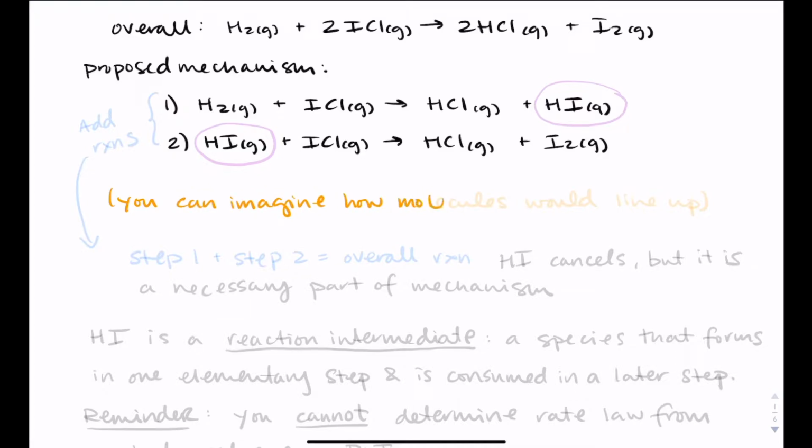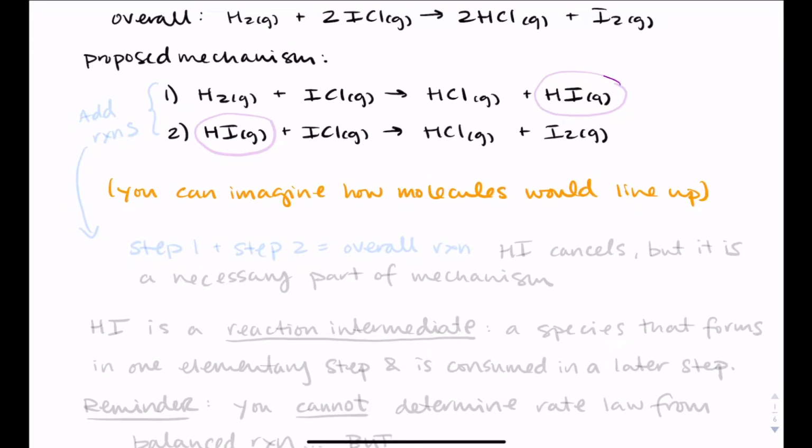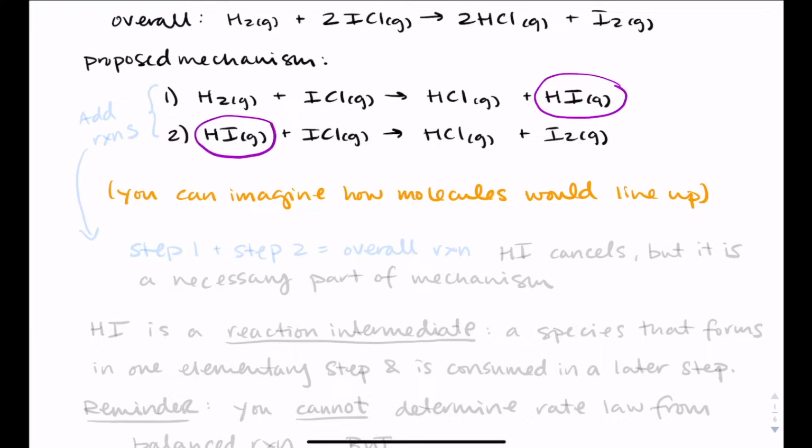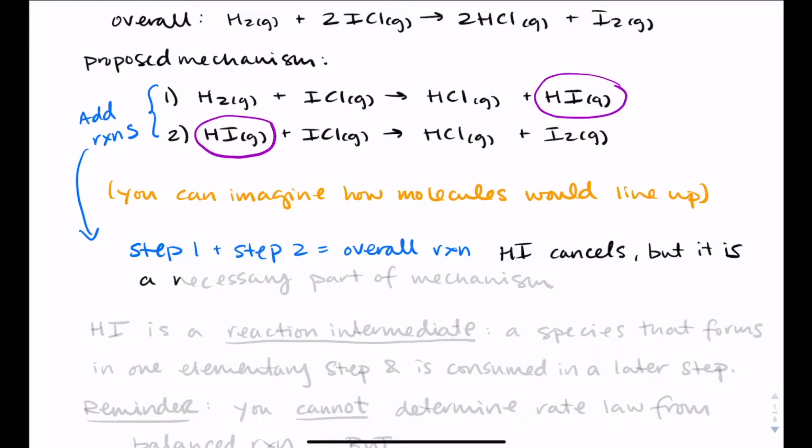The sum of the steps, so if you take step 1 and add it to step 2, you get the overall reaction, which is a requirement. It's one of the things that you're going to have to check. And when we do this, HI, that wasn't in the reaction, but when we add this together, the HI cancels out. However, it was a necessary part of the mechanism. Without the HI, there's no way to move the hydrogen and the iodine in the way that this is set up.